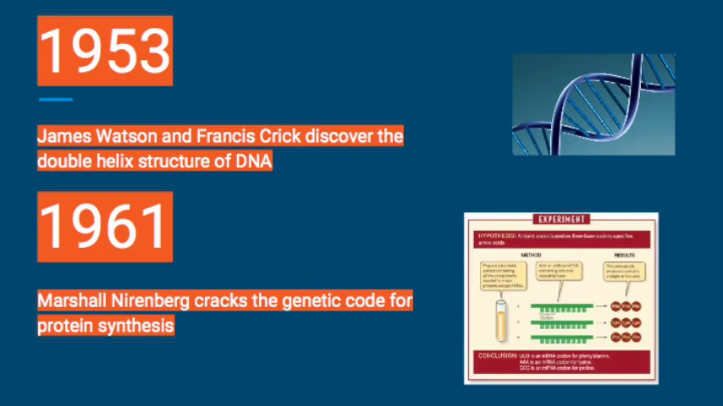Identifying UUU, 3 uracil bases in a row, as the RNA code for phenylalanine was their first breakthrough. Within a few years, Nirenberg's team had cracked the 60 mRNA codons for all 20 amino acids.